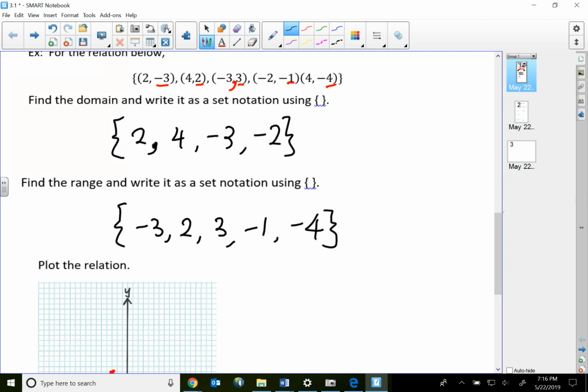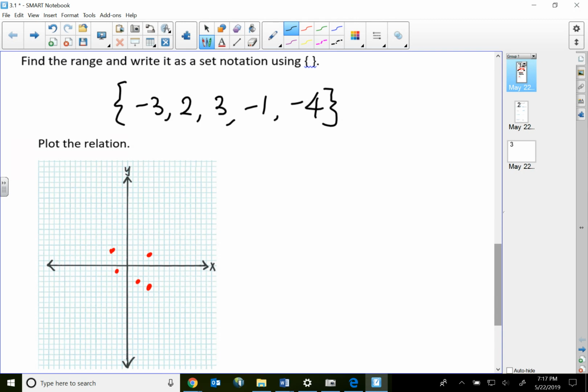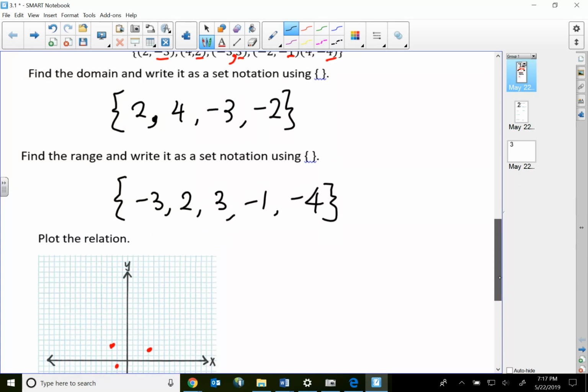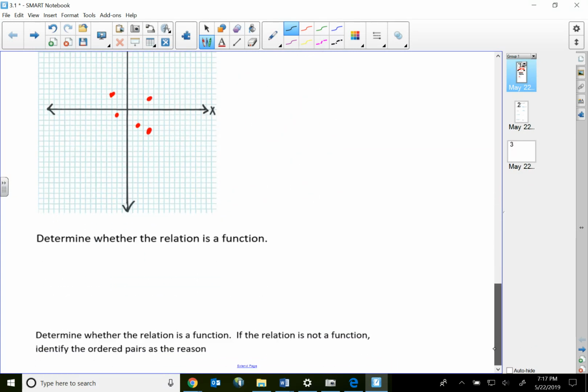Remember the biggest difference between set notation and interval notation: I use set notation if I only have this many answers, a finite number of answers. If I have an infinite number of solutions, I can use interval notation to describe them. All right, I plotted the relation for you, just to tell you that this is a relation, a set of ordered pairs. We can write out the domain and the range in set notation. Determine whether the relation is a function or not a function.